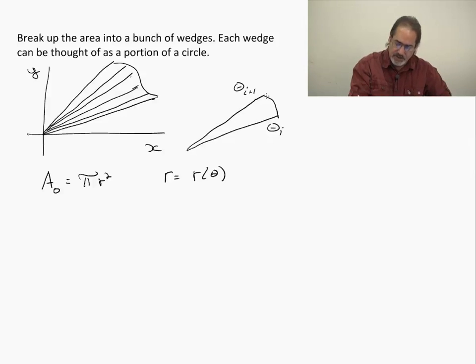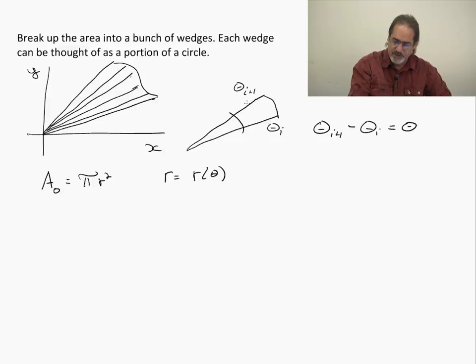So individually, for any given wedge, if I say that theta i plus 1 minus theta i, I'm just going to refer to that as delta theta. Let's leave that as theta for right now.